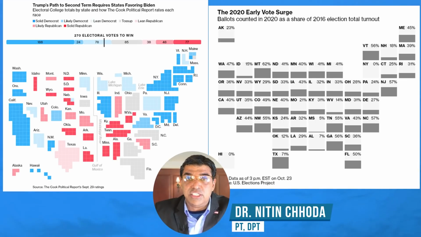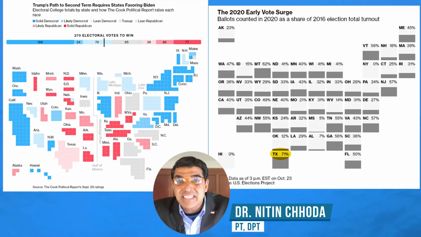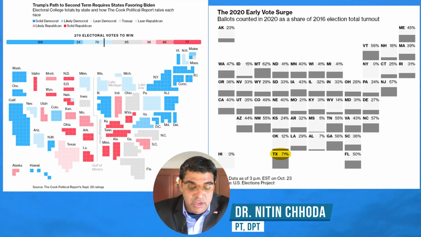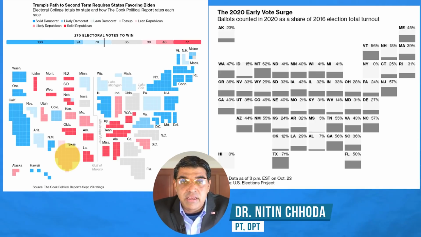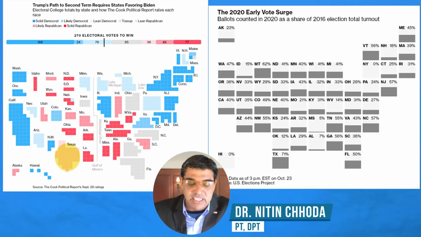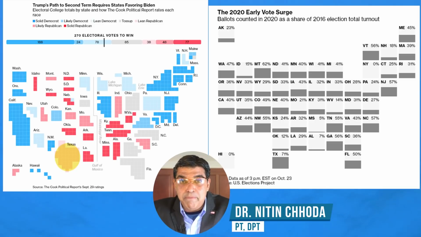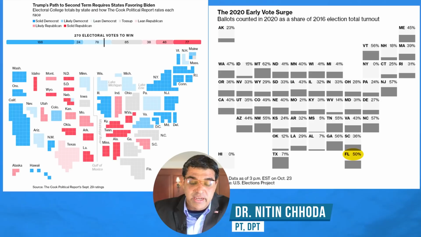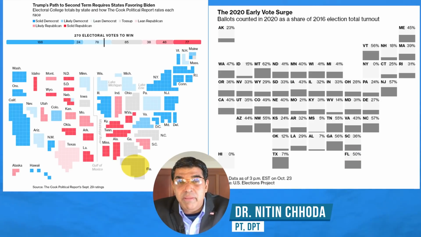Let's take a look at Texas, for example. Texas is at 71% early vote, and Texas at this moment in time is leaning Republican. So again, Texas has a 71% vote count, pretty massive. Florida is at 50%. And if we take a look at where Florida is leaning, believe it or not, Florida at this moment in time is a toss-up.